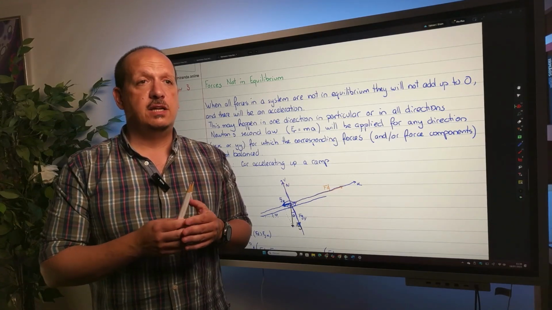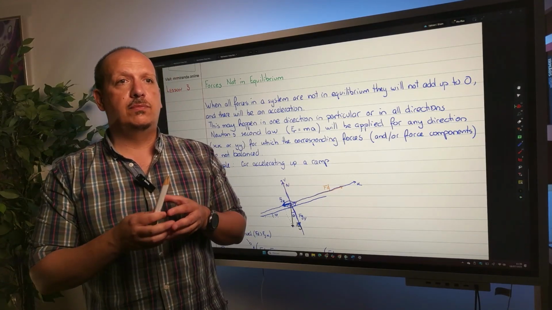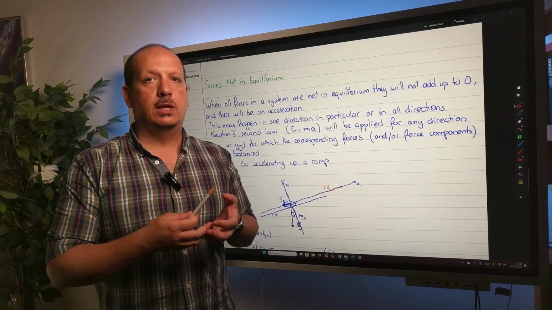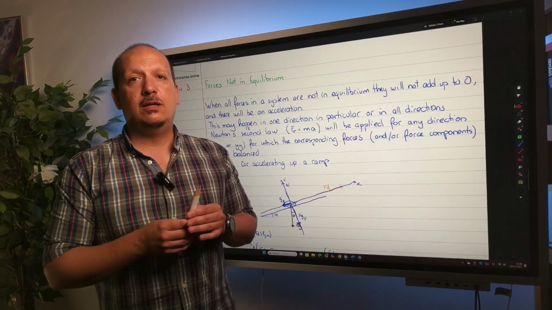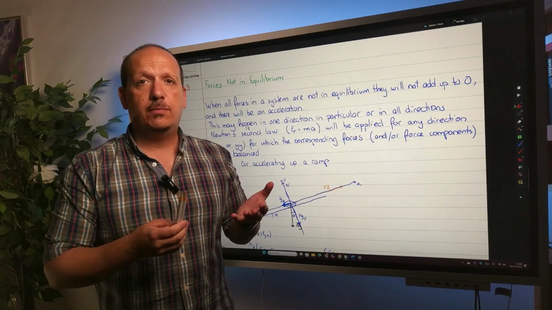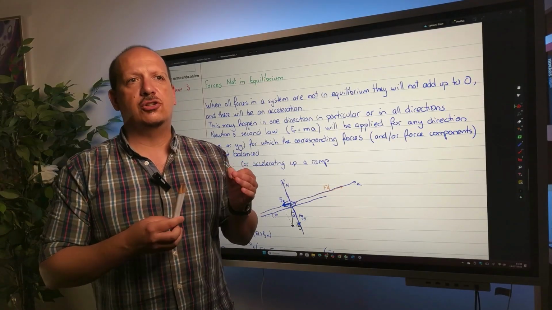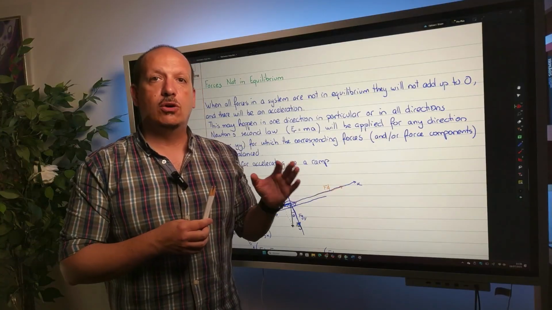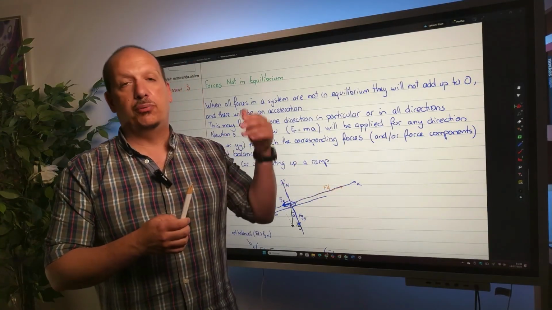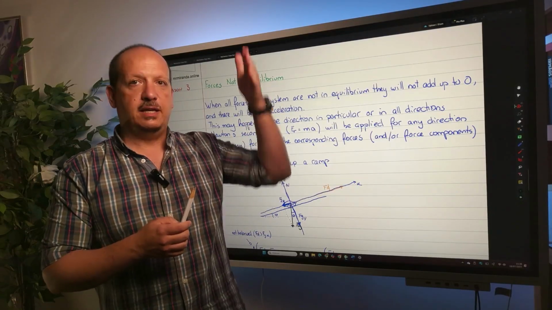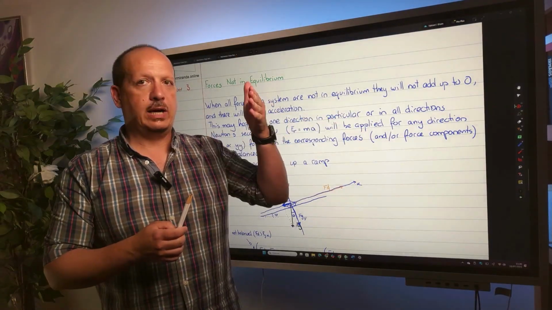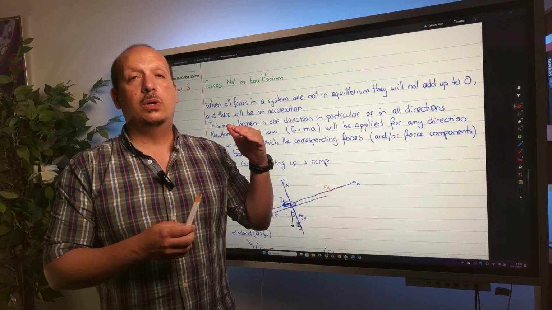Well, in this case, you have to deal with the acceleration that will happen on that particular axis and operate with it normally. Okay, there is nothing substantially different in that case. The only difference is that previously, when you have things in equilibrium, all the forces in a certain axis, x or y, will add up to 0.